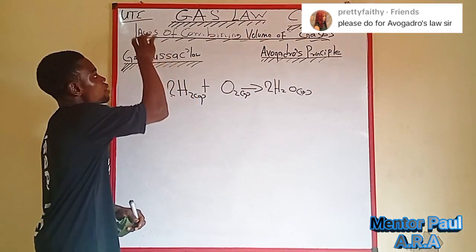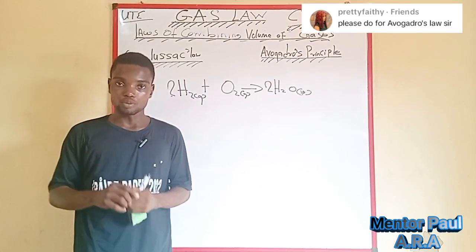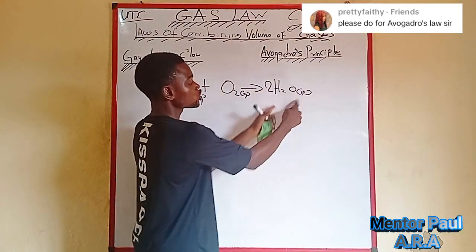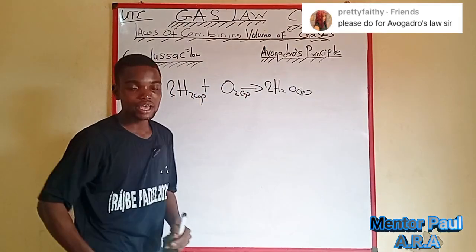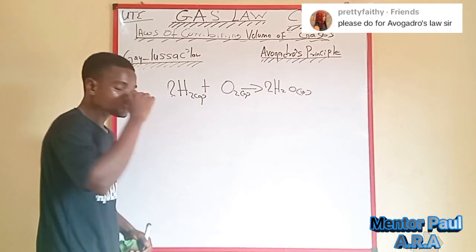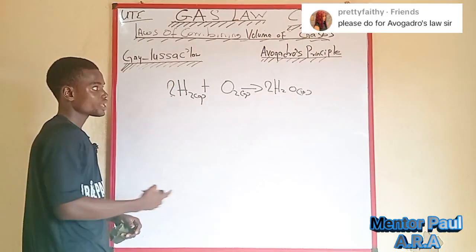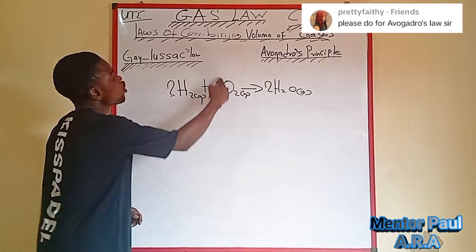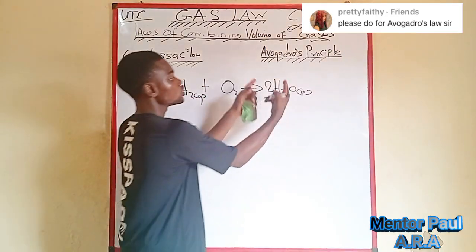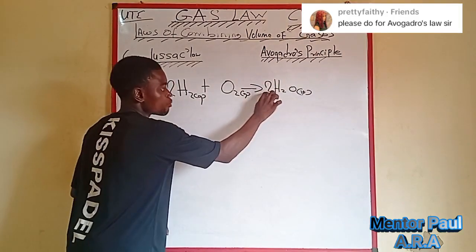Now, according to Gay-Lussac law, for these two gases to react, they do so in volumes which bear a simple whole number ratio to one another and to the gaseous product, provided that these two gases are measured in the same condition of temperature and pressure. That means temperature and pressure must be constant. So what does it mean? It means that here, as you can see, this is the whole number ratio. An invisible 1 is here, which is also the whole number ratio of oxygen that is needed to react with hydrogen to give us 2 molecules of water.